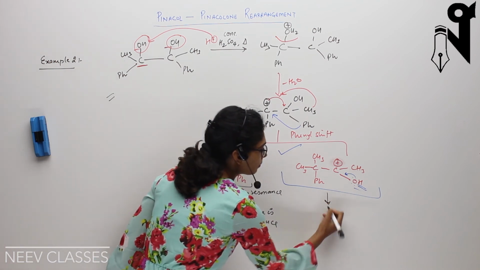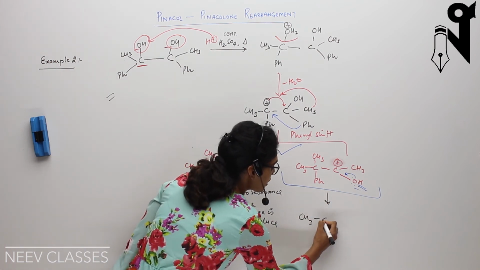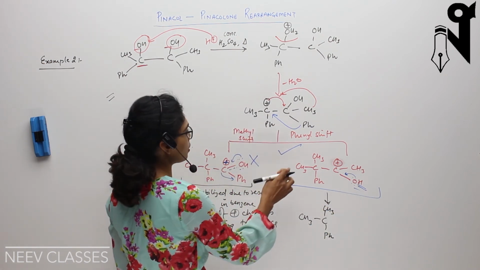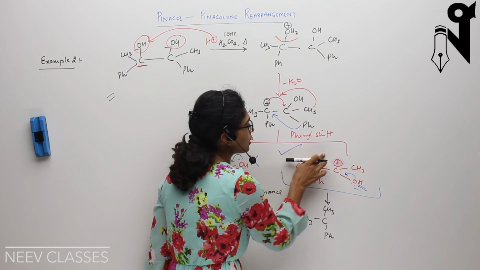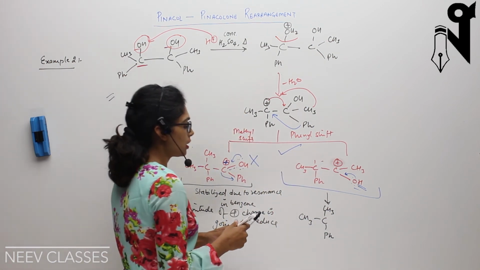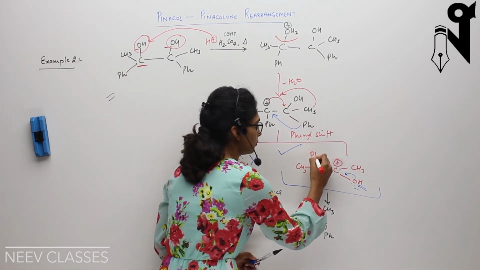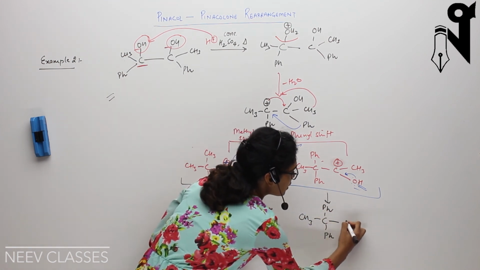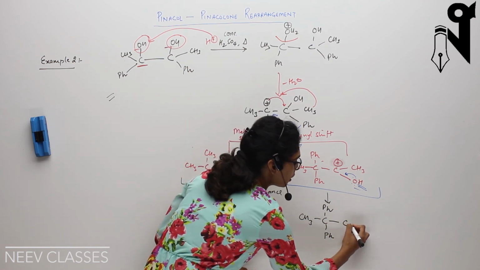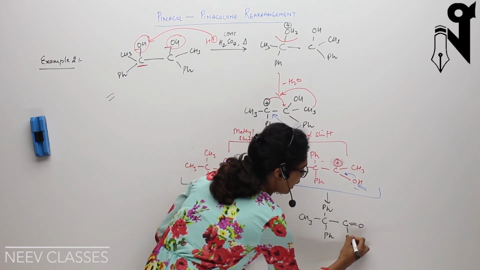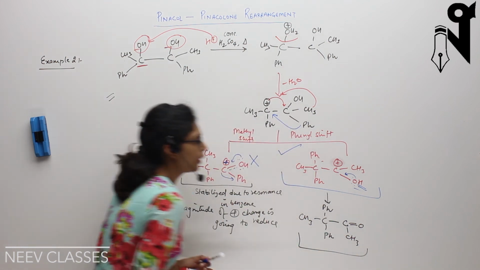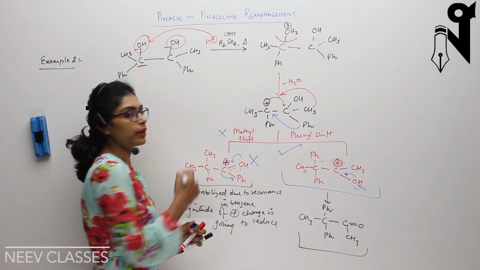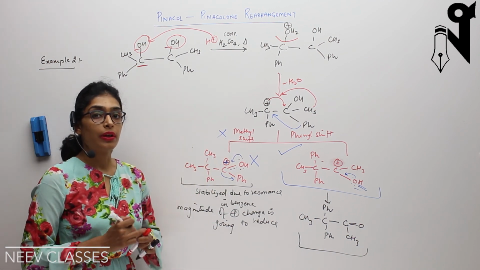So it will form CH3, C, CH3, Ph. Oh, what did I do? Yeah, so I think by mistake I have written CH3 over here. It is not CH3, it is phenyl over here. So this is also phenyl, single bond, double bond oxygen and CH3. So here phenyl shift will happen instead of methyl shift. So methyl shift will not take place. This you have to understand really properly.